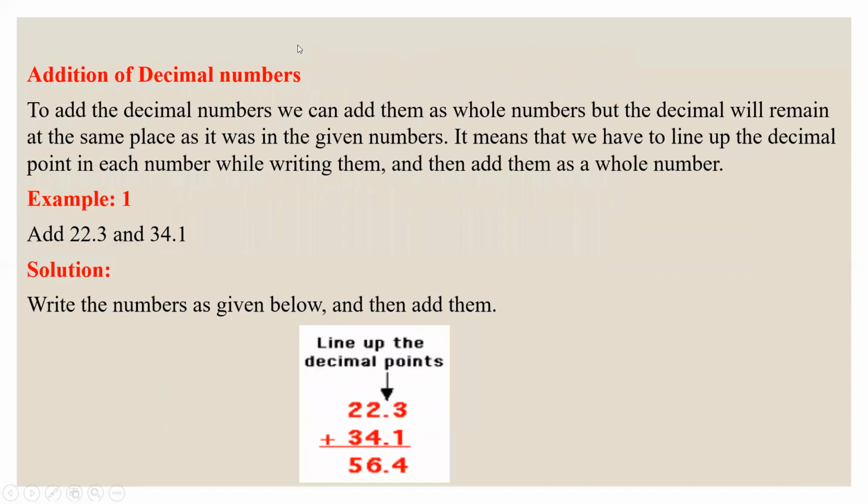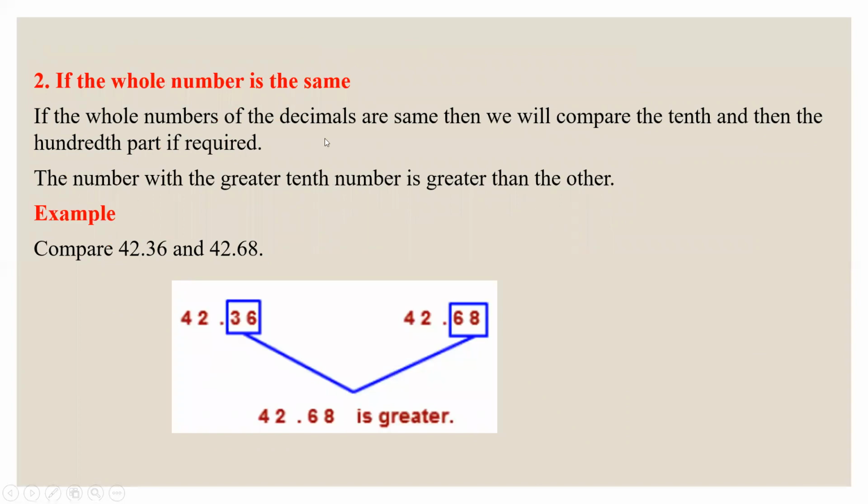If the whole numbers of the decimals are same, then we will compare the 10th and then the 100th part if required. The number with the greater 10th number will be greater than the other. Example, compare 42.36 and 42.68. Here we will see the number on the right side, that is after the decimal point. Here it is 36 and here it is 68. Since 68 is greater, 42.68 will be greater than 42.36.